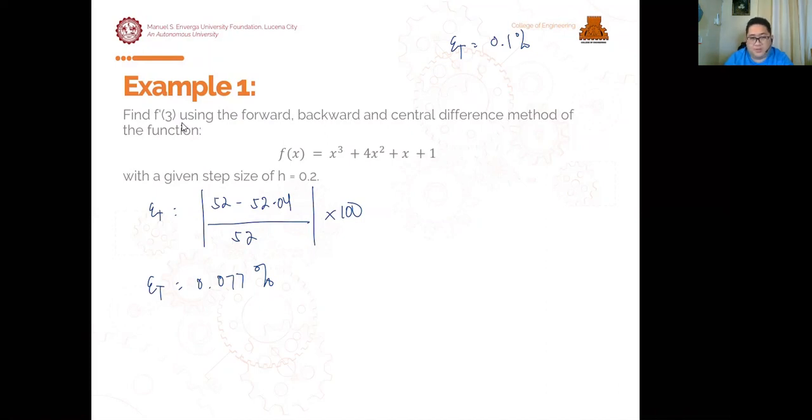So, yun. Ganun lang kasimple yung pag-differentiate using numerical methods. No? Okay. So, ito yung first example natin using a rather much simpler function, no? Paano kung medyo complicated yung function natin? Okay? So, this is an application in physics or engineering mechanics, no?